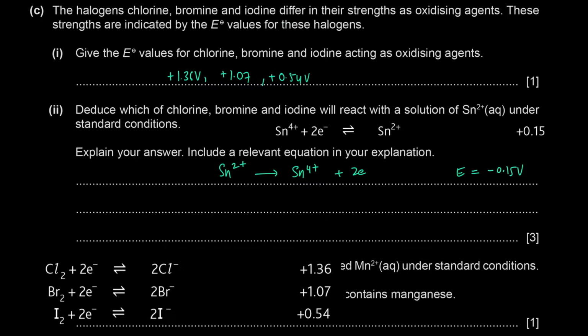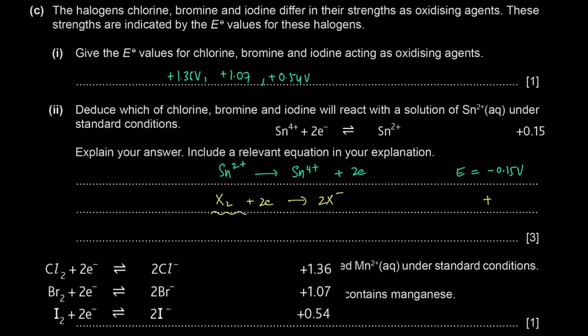Now, we want to know which of these will react with Sn²⁺. In other words, we want to know which of these halogens will be able to oxidize Sn²⁺. Now, if you notice, the oxidation of Sn²⁺ to Sn⁴⁺ has an electrode potential of -0.15 volts. Whereas if you take any of the halogens here, let's use X to represent the halogen, when we talk about their reduction, they'll undergo reduction to form the halides. No matter which halogen we use, this positive value in magnitude is greater than 0.15, whether you choose iodine with 0.54, bromine, or chlorine. This magnitude is going to be greater than -0.15.